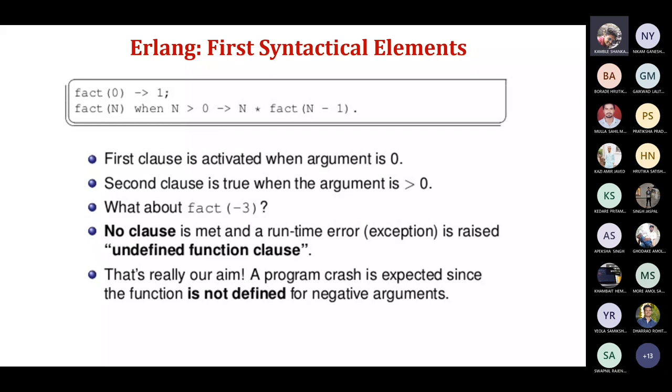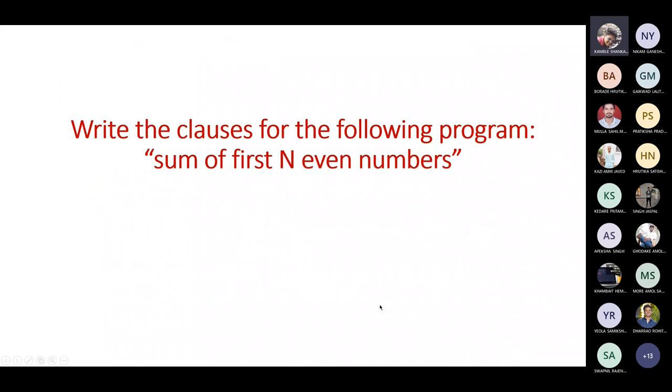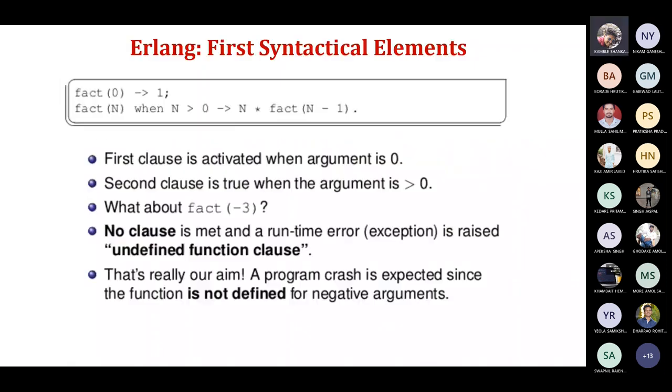So what is our aim now? A program crash is expected since the function is not defined for negative arguments. So write the clauses for the following program. Here I have left this as an exercise. You try to find out what will be the clause for the negative number.